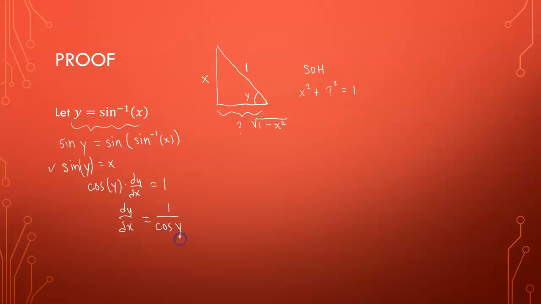And then if I solve for the slope, I get dy/dx is equal to 1 over cosine of y. Now, the only thing I don't like about this answer, now that I know what the derivative is, is that this is in terms of y, and I don't want my derivative to be in terms of y.